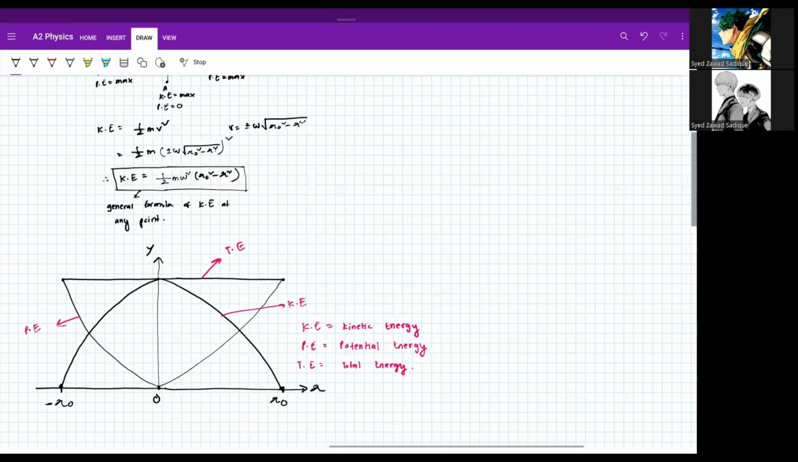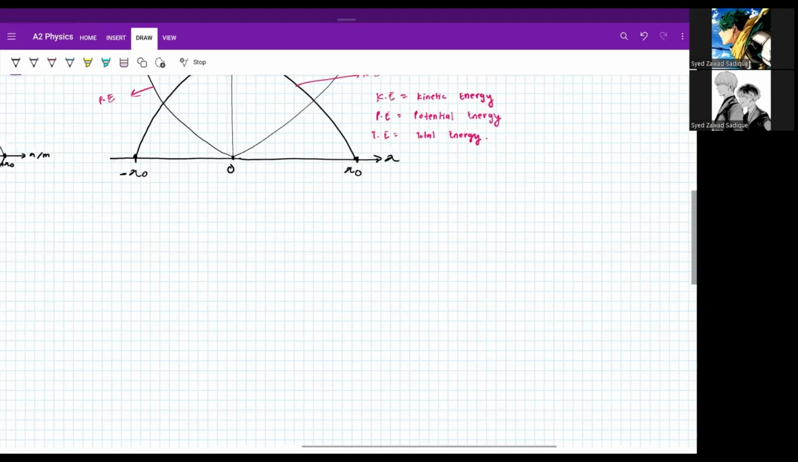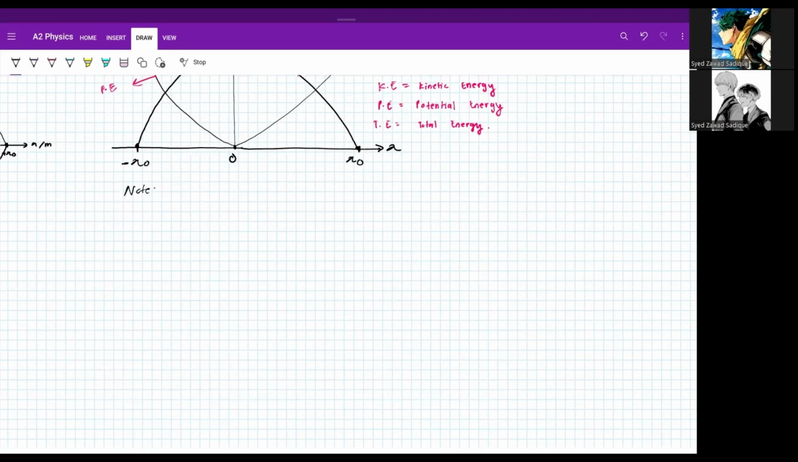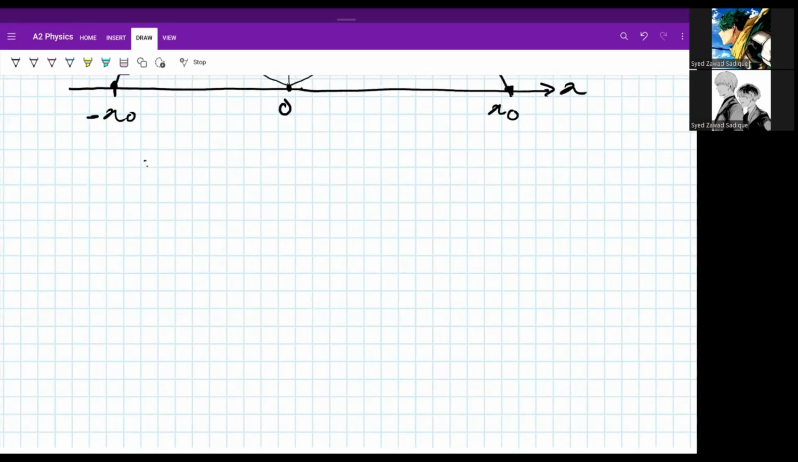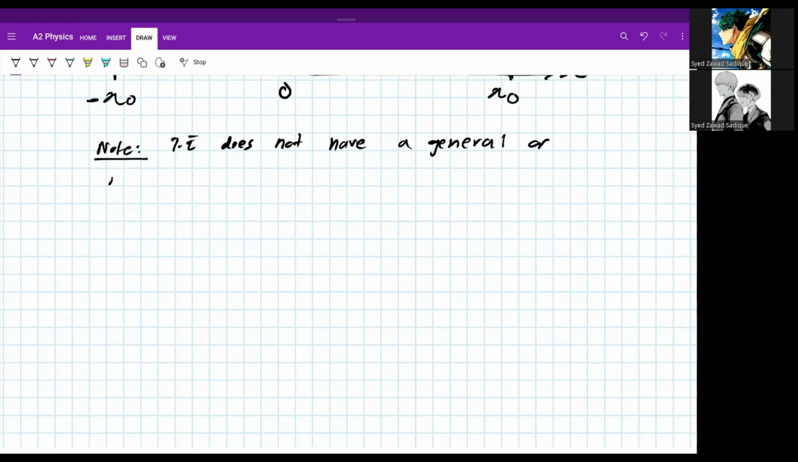Okay, guys. So now we found out how to find the kinetic energy. Now we're going to be finding out how to find the total energy and the potential energy. Now, note. I'll start off with a note. Total energy does not have a general or maximum formula. Rather, it only has one result.